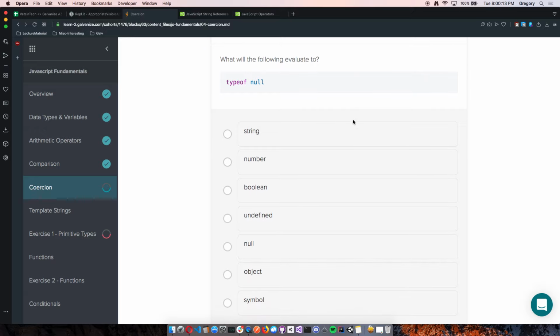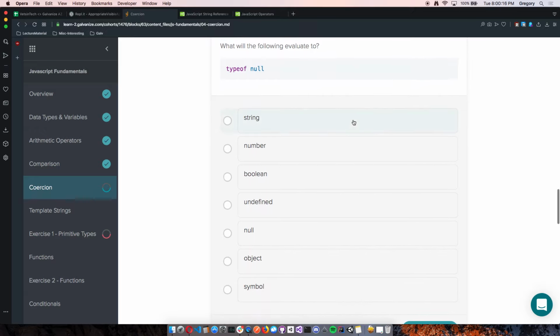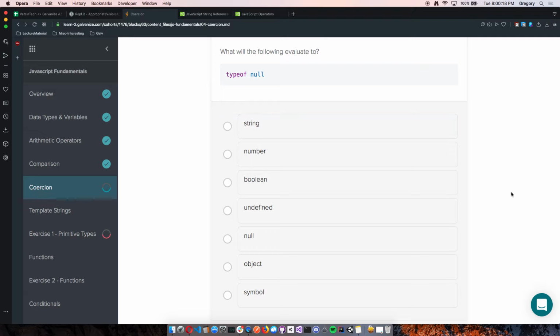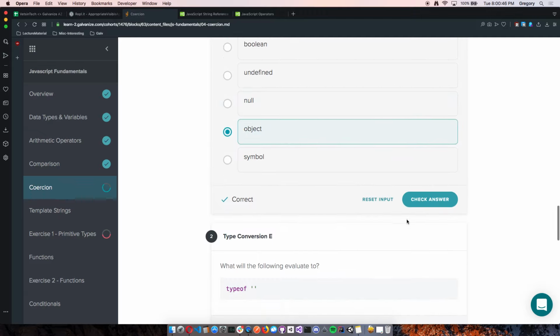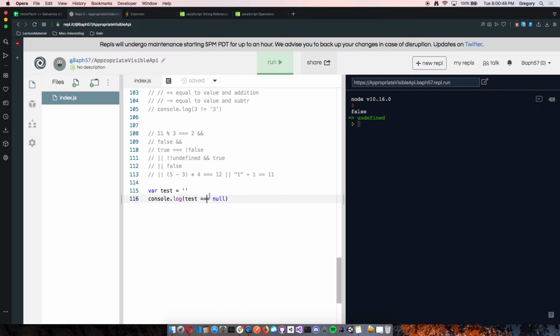Oh! Holy cramoly. I didn't know this, I had to look it up. The answer seems obvious, which is why I'm kind of like, is that the answer? I'm gonna click null? Nope. Okay. Object. Okay. Let's have some fun with that.